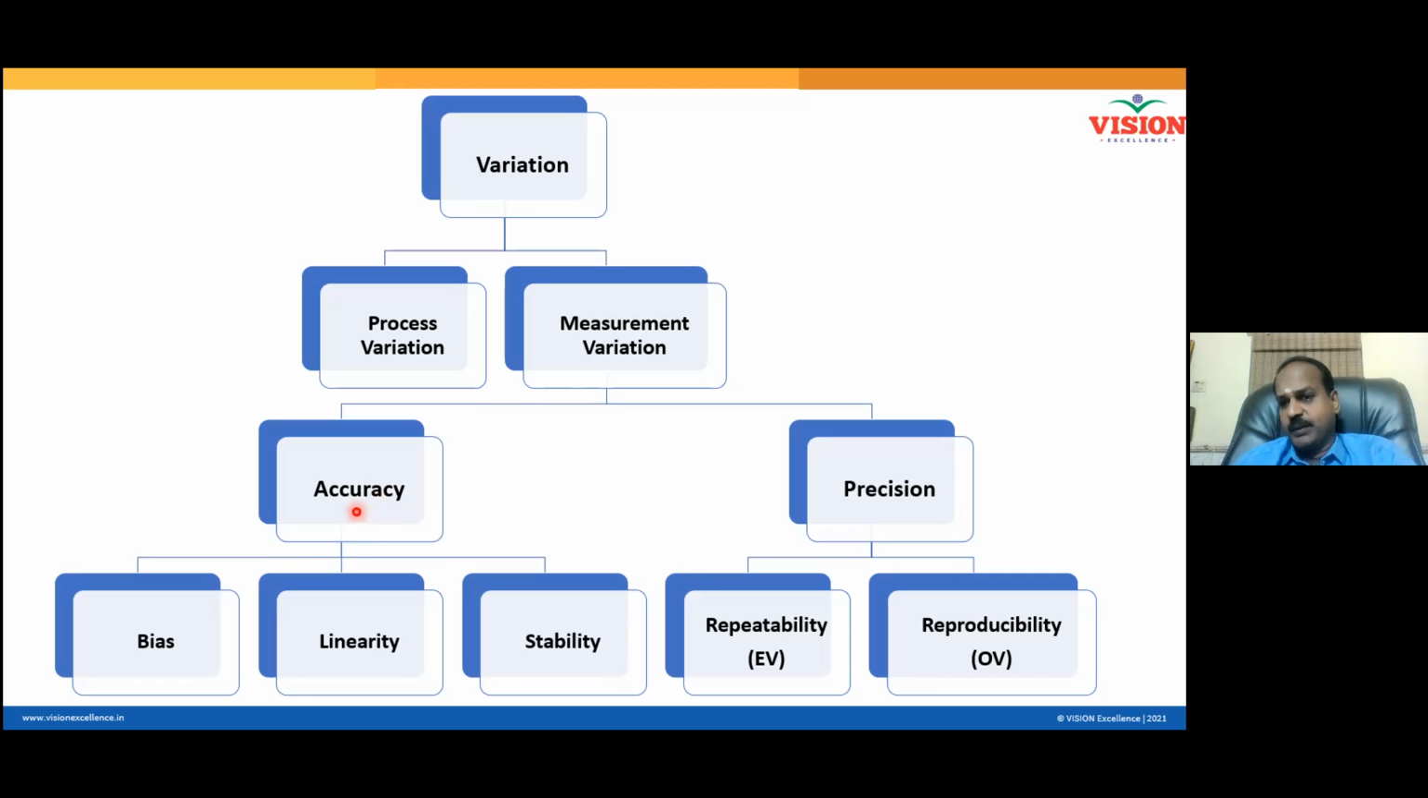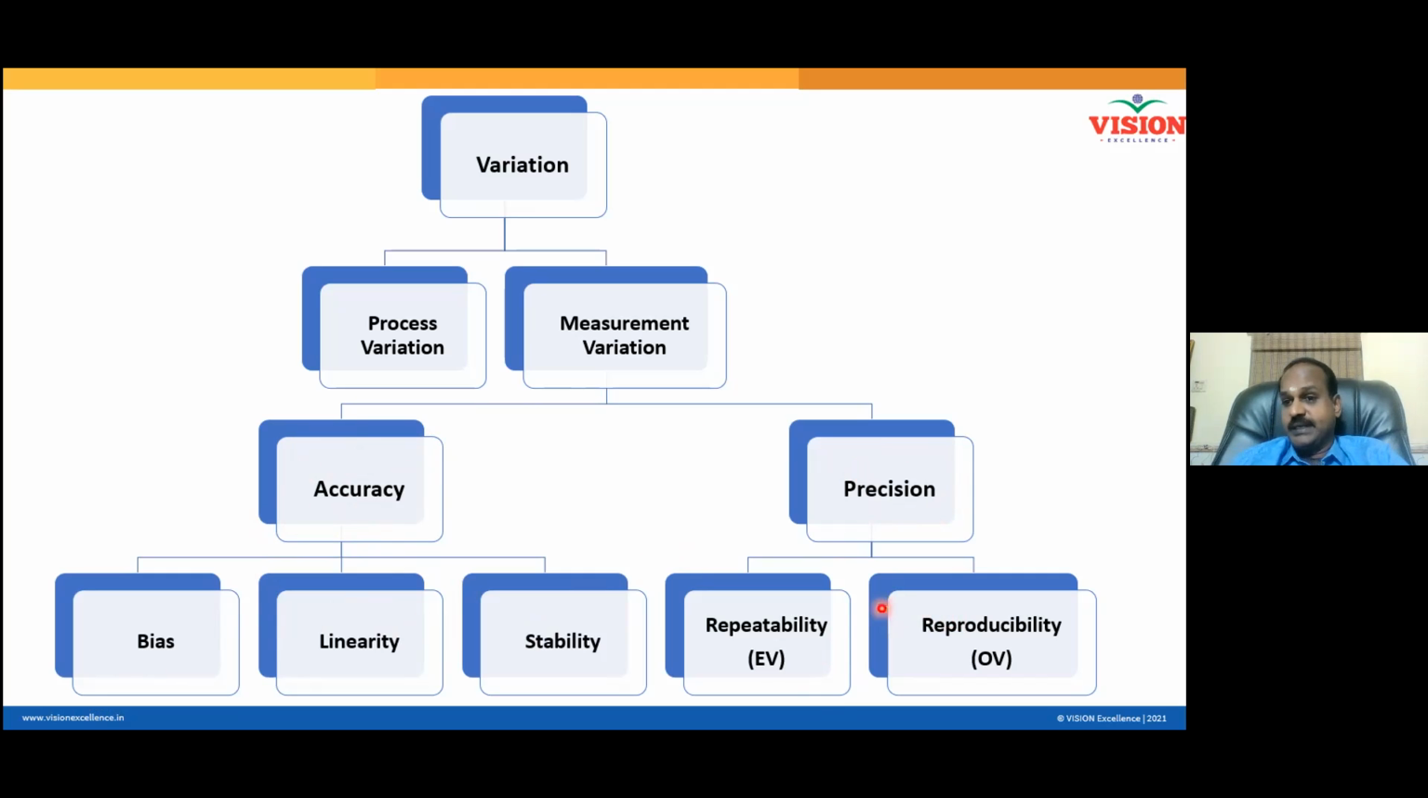The difference between the observed value and the true value is called a bias. If the bias is 0, you are 100% accurate. If you allow the bias to increase, then you are slowly becoming inaccurate. But to be accurate, you need to be precise also. Precise in the sense, you must be consistent. For example, and this you already studied, bias, linearity, and stability. And precision has two components. One is repeatability, another one is reproducibility.